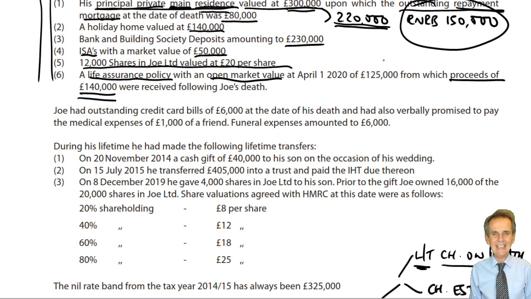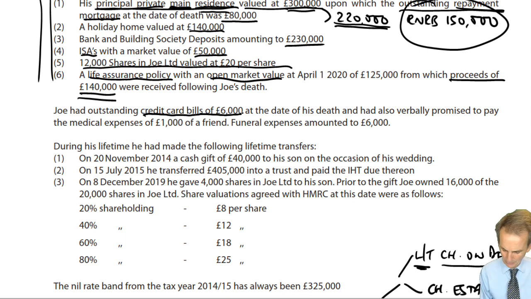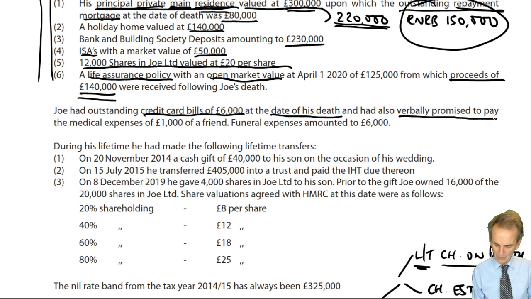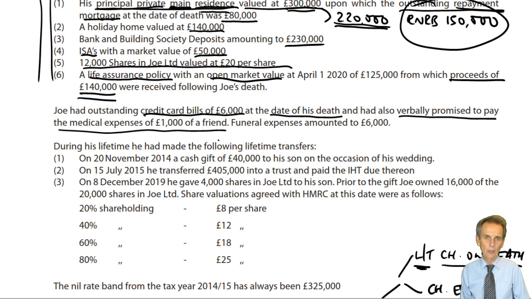But of course, in getting the value of the chargeable estate, we said it was like a balance sheet, and that has both assets and liabilities. So we're told that Joe had outstanding credit card bills of $6,000. That's an allowable liability, and that therefore, existing at the date of death, will be deducted. But then he also verbally promised to pay the medical expenses of £1,000 of a friend. That is not a legally enforceable debt. That will not be an allowable deduction in establishing the value of the chargeable estate.